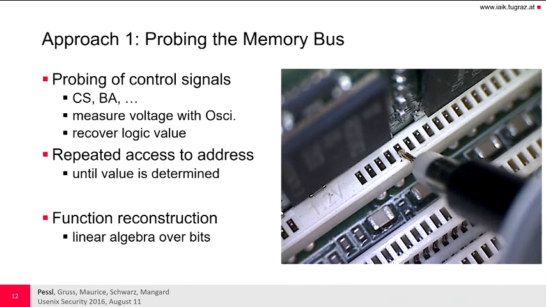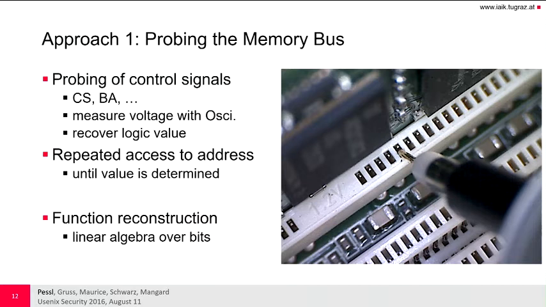Now, the first approach we used is a physical probing of the memory bus. This picture on the right, this white strip, is the DRAM slot, so where you insert your memory module, and there the pins are actually exposed, so you can easily contact them. So we performed a probing of all the control signals which were of interest for our analysis, so mainly the chip select and dedicated bank address pins. We measured the voltage at the pin with an oscilloscope and can thus recover the logic value sent over the bus.